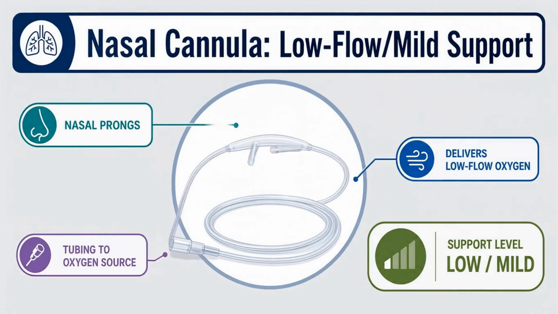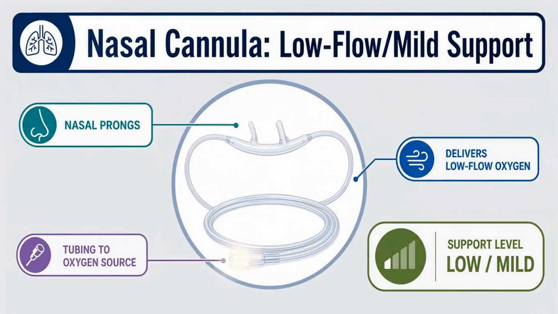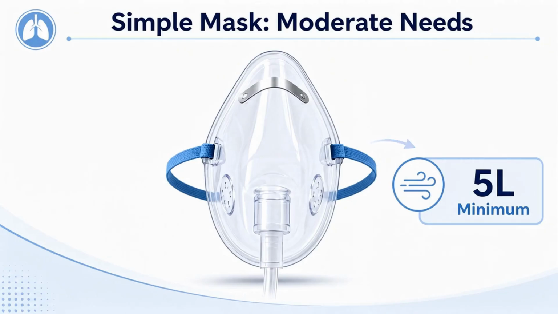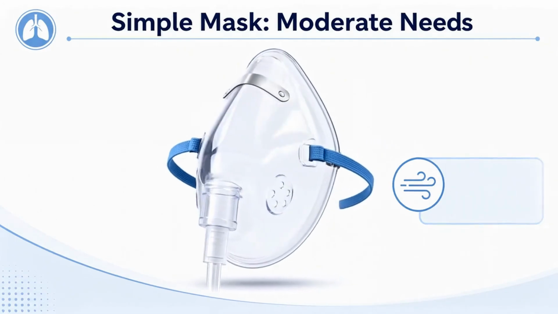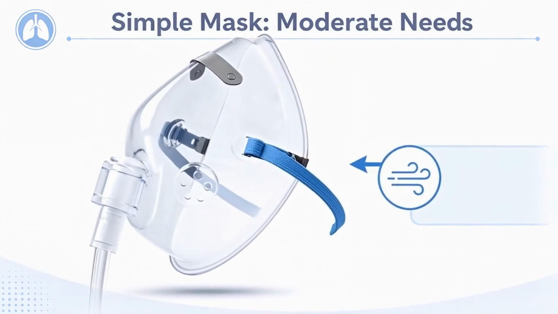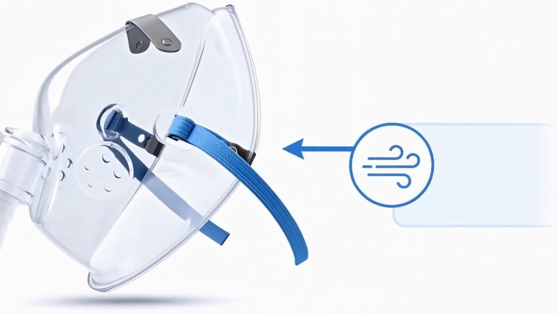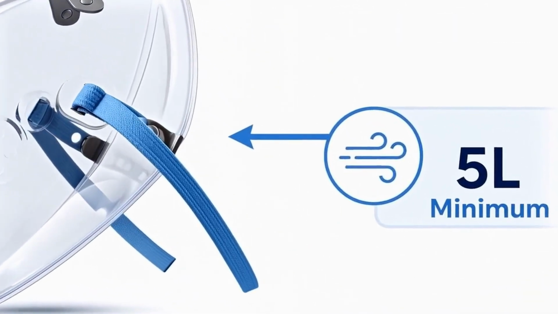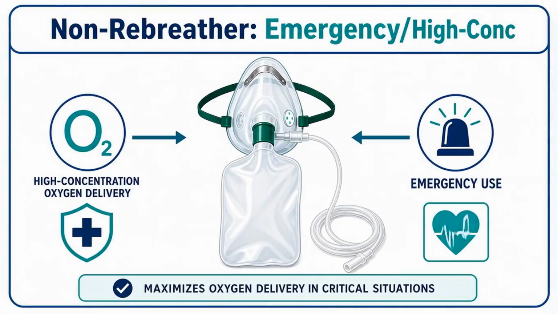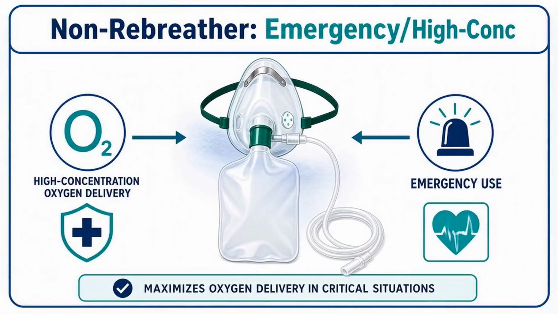Think of the nasal cannula as your low-flow, comfortable option for mild respiratory support. The simple face mask is your go-to for moderate oxygen needs. Always remember the 5-liter minimum rule to avoid carbon dioxide buildup. The non-rebreather mask is for emergencies.